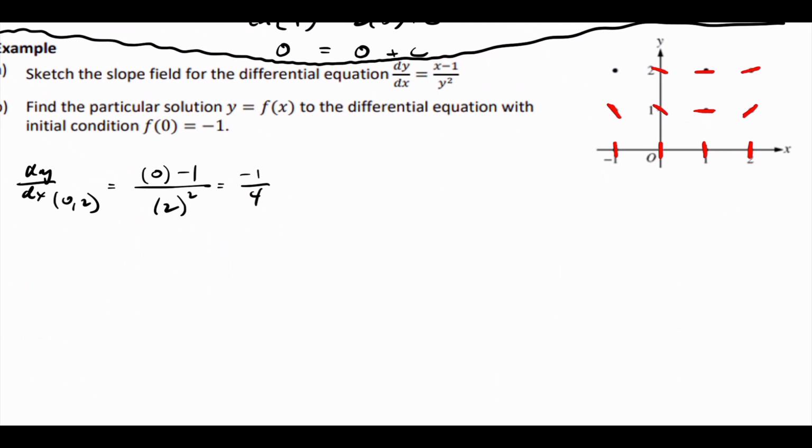One more. Let's see, negative 1, 2. Negative 2/4, which is negative 1/2. So it means down 1 over 2. Down 1 over 2. Done.